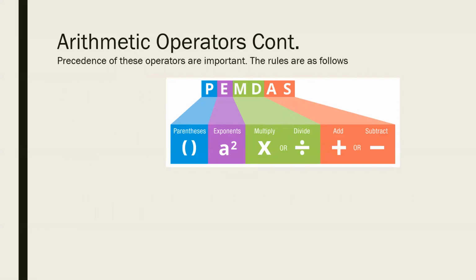Something to remember whenever you're using arithmetic operators is the precedence. The rules are as follows: parentheses, exponents, multiply, divide, add, and subtract.